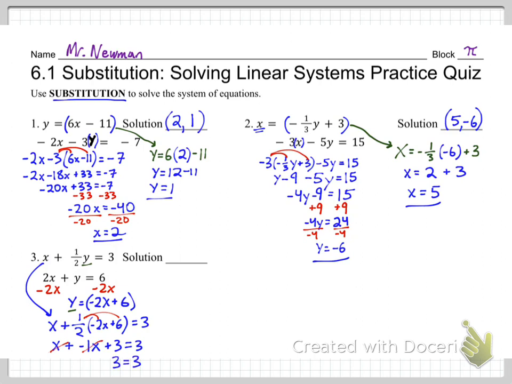Notice there's no x's here. We've eliminated the variables. There's no y's. Yet, we didn't get any more information, and 3 equals 3 is true, so we know that there are an infinite number of solutions. You can just write infinite solutions.